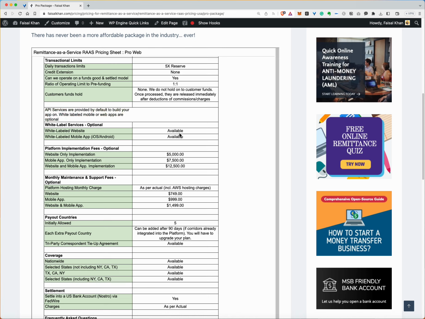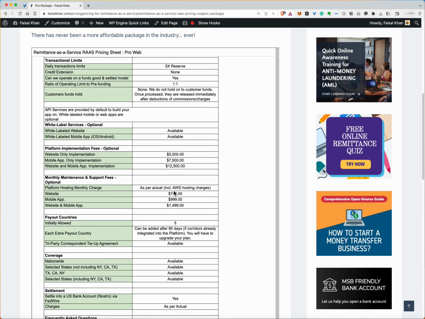You're expected to use the API service and build upon it. But let's say you want a website, sure, it's available. You want a mobile web, sure, it's available. You can develop your own, but if you don't want to develop your own and take one from this provider, yes. And these are the accompanying charges. They're pretty self-explanatory. Website one-time implementation fee is $5,000. Mobile is $7,500. If you want both of them, it's $12,500.